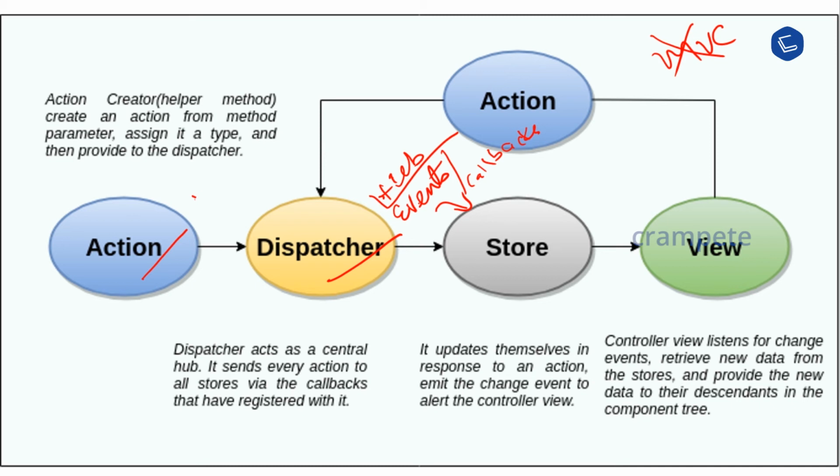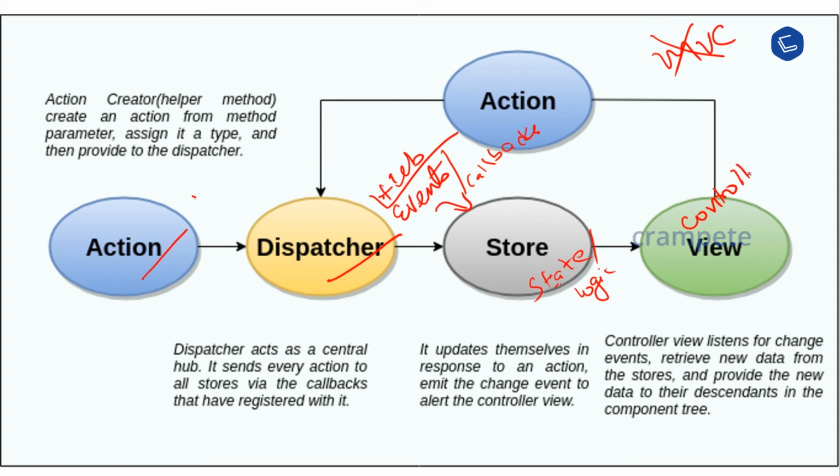So this store contains the application state or the logic. The term store itself denotes that it stores the logic of the application. It's similar to the model in traditional MVC. So it is used for maintaining the particular state within an application. It updates itself in response to the action and emits the change event to alert the controller view.